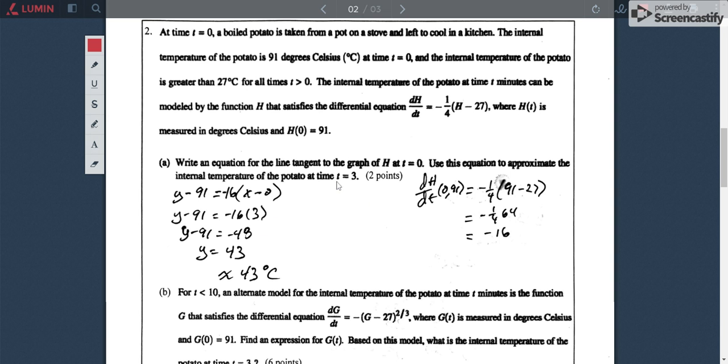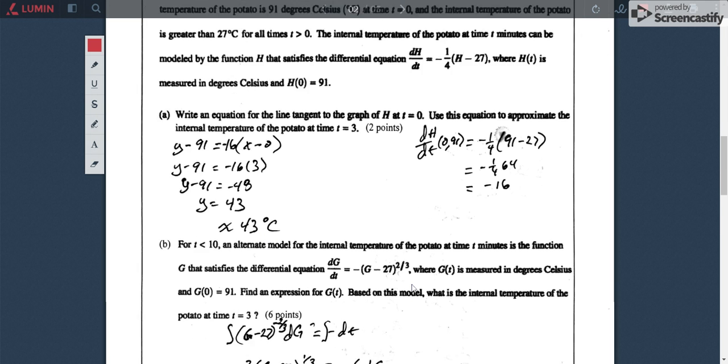And we want to use that to approximate the temperature of the potato at t equals 3. So I plug 3 in. 3 times 16, that gives me negative 48. Add the 91 over, gives me 43. So at t equals 3, my temperature is approximately 43 degrees Celsius.